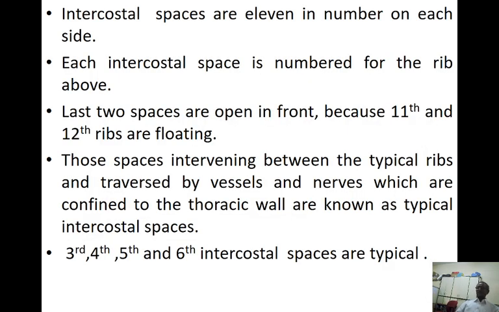Intercostal spaces are 11 in number on each side. Each intercostal space is numbered for the rib above. The last two spaces are open in front because the 11th and 12th ribs are floating. Those spaces intervening between the typical ribs and traversed by vessels and nerves which are confined to the thoracic wall are known as typical intercostal spaces. Third, fourth, fifth and sixth intercostal spaces are typical.